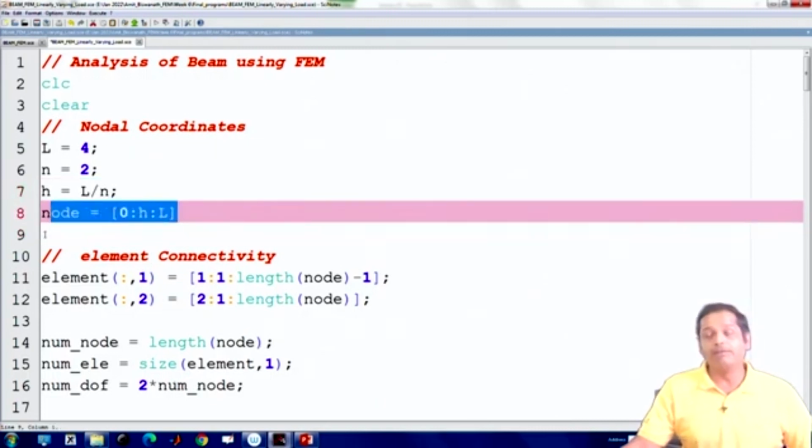Now, at the very beginning, let me tell you that this may not be the most efficient way of writing the program. The point here is not to develop a finite element code. The point here is to understand that whatever operations and steps we have seen through manual calculation, those steps we are translating into a small program.